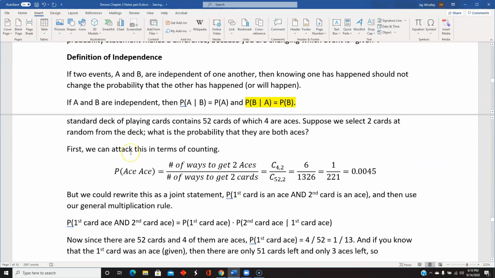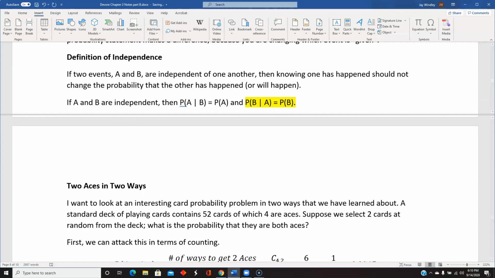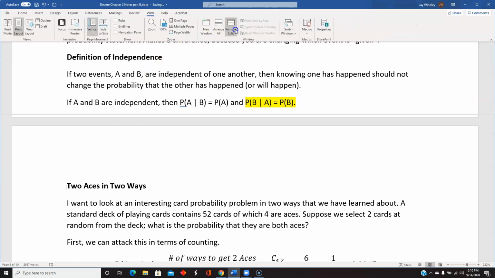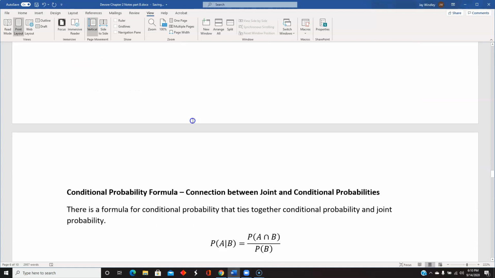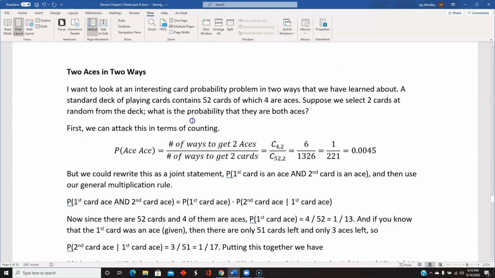So I'm going to attack this in 2 ways to show 2 different ways we've learned of dealing with probability. So the first way to look at this is through the counting rule and our original formula for probability. So I want to know the probability of getting an ace followed by an ace. So the numerator of the fraction would be the number of ways to get 2 aces. The denominator of the fraction would be the number of ways to get 2 cards.